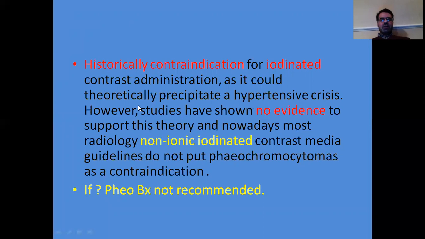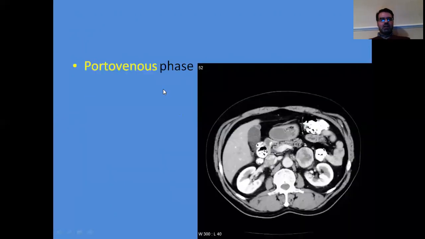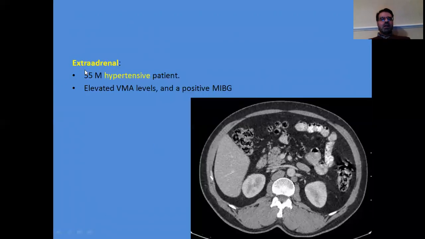If pheochromocytoma is clinically suspected, biopsy is not recommended. This is an example of pheochromocytoma with intense enhancement in the periphery on a portal venous phase. This is an extra-adrenal mass, which was positive on MIBG in a patient who had hypertension, and this tends to be pheochromocytoma. This is the ovoid lesion anterior to the left renal vein.